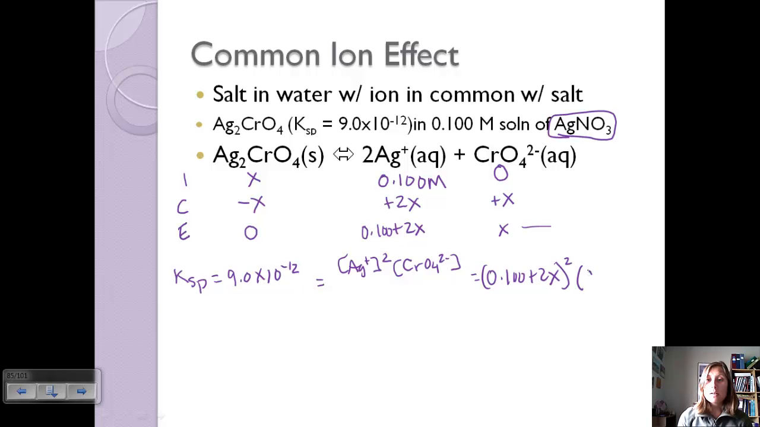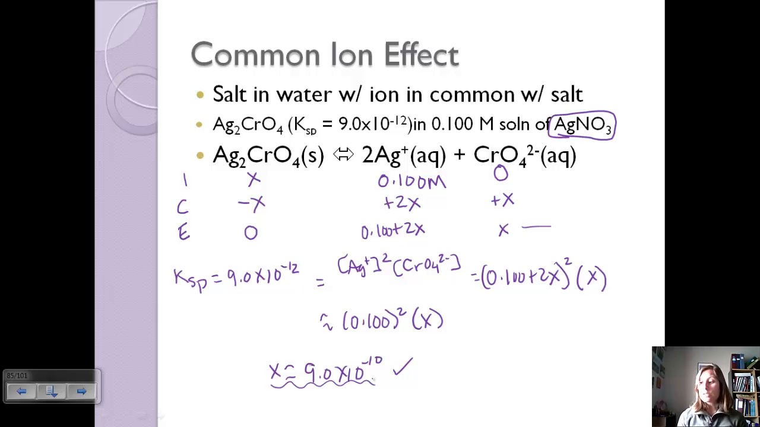squared times our x. Now this can get a little complicated, so now we're going to go back to making our assumptions where we said that x is really small, and so that gives us 0.1 squared times x. And so if we solve for x in this case, it comes out to approximately 9 times 10 to the negative 10th, which is definitely less than 5% of 0.1, and so our assumption checks. And so this is our solubility of the silver chromate with the salt.